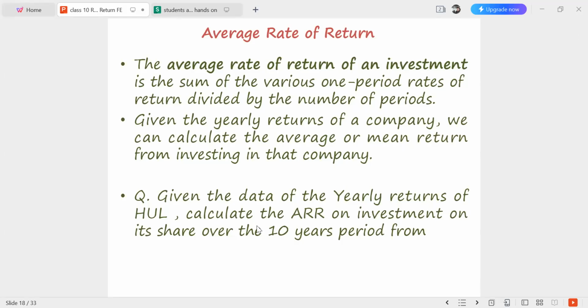Yes, ma'am. Okay, now you see, given the data of the yearly return of HUL, Hindustan Unilever, calculate the ARR on investment over a 10 years period.